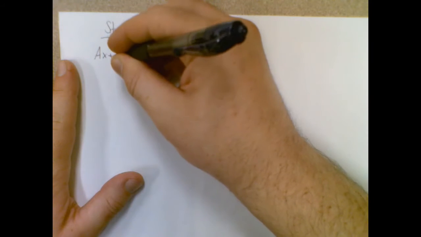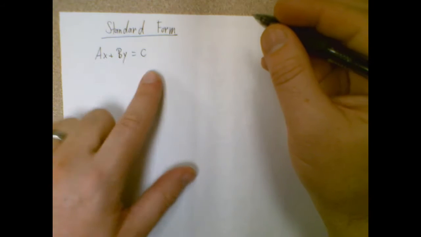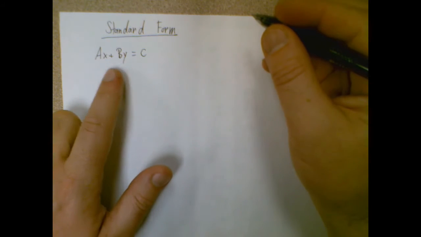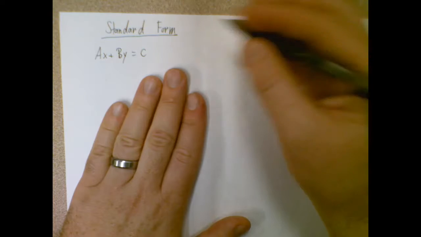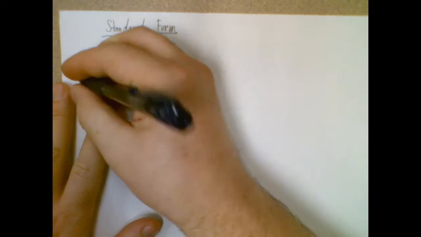So x and y are the normal variables. Notice that they are on the left side. So all the variables are on the left side, and our constant, the thing with no variables, is on the right. Okay. That is important to notice because that's going to be one of the first things we have to do. We have to make sure it is in order.